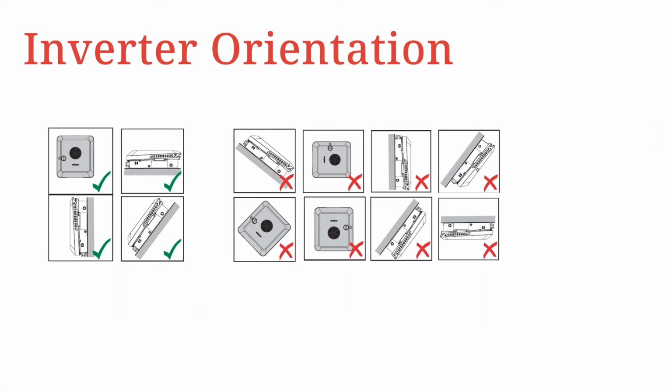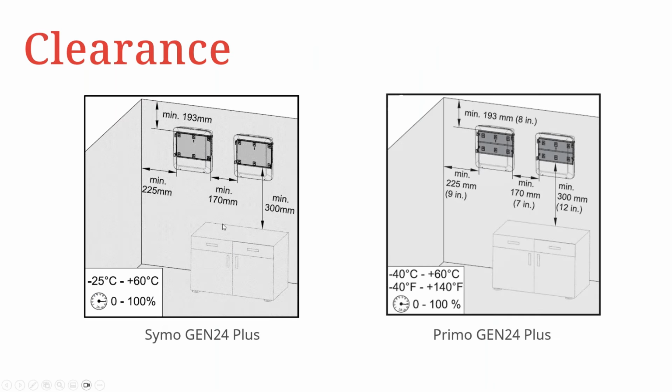Good. So how about the orientation? Still the same thing as mentioned for the Snap inverters. The clearance level is 170 millimeters or 17 centimeters for the Gen 24 Symos. Same applies for the Primos. And then in terms of upward clearance, the same thing also applies, as you can see.